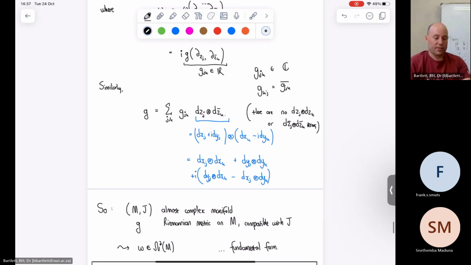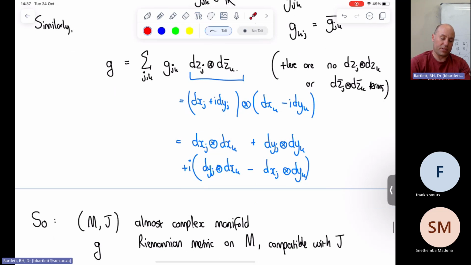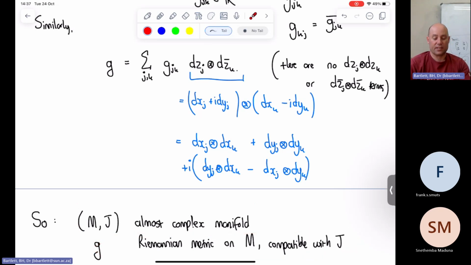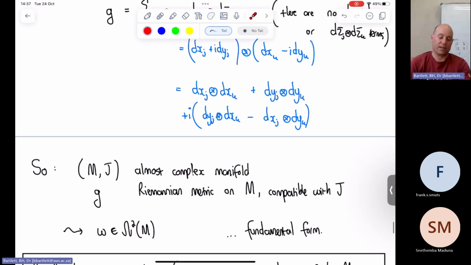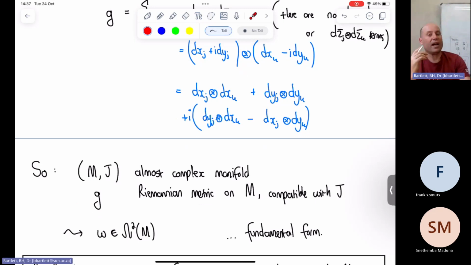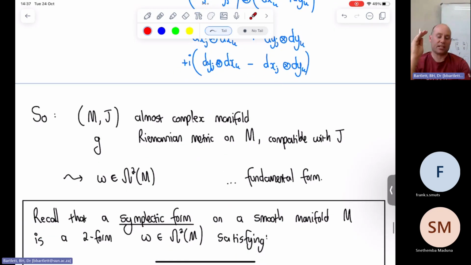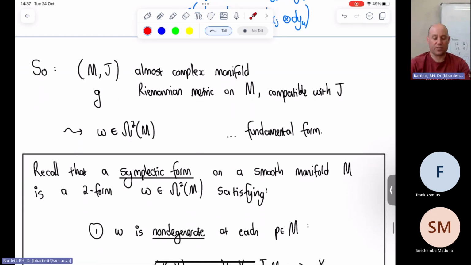Okay, so let's just recall where we are. We're starting with an almost complex manifold, and then we're introducing a Riemannian metric on it, which is compatible with the complex structure. And from that, we then got this fundamental form of the Riemannian metric. I haven't yet said what a Kähler manifold is. So to do that, I first of all have to remind you what a symplectic form is on a manifold, right? So a symplectic form on a smooth manifold is a two form satisfying two properties.